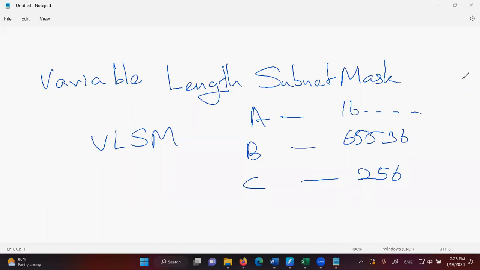So if we use a 256 block for a network which has only 10 or 20 computers, what we're going to do here is divide the subnet we have into smaller subnets. Further divide the subnet, right?